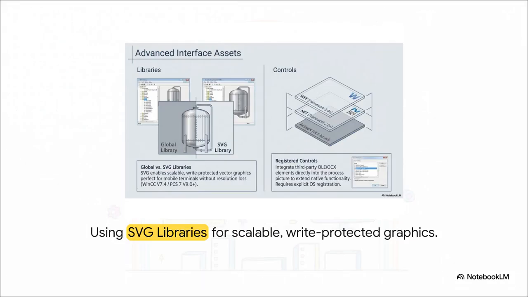Now, as interfaces evolve, the assets have to evolve too. You absolutely aren't just limited to basic shapes anymore. PCS7 offers some seriously advanced interface assets, specifically through its library system. The global library gives you all your traditional process graphics, sure, but the real game changer in modern versions is the SVG library. SVG stands for Scalable Vector Graphics. These are completely scalable, write-protected graphics that are absolutely perfect for web-based or mobile terminals. Why? Because you can zoom in infinitely, and there's zero loss of resolution.